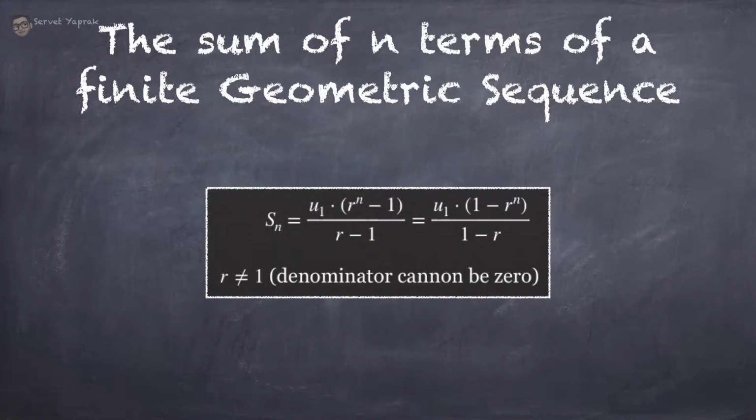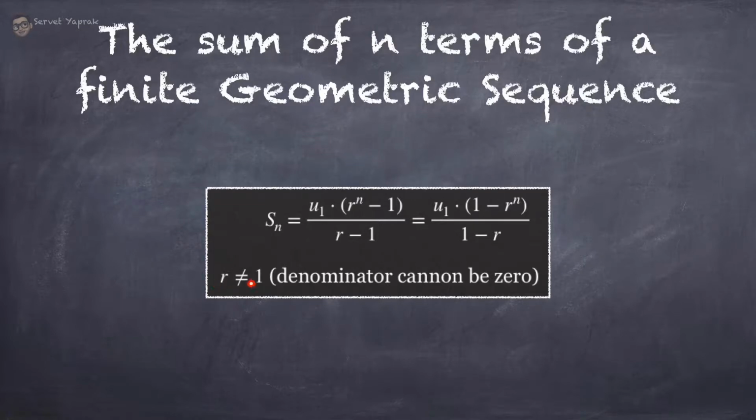The formula for the sum of n terms will be given in your formula booklet, and it will look like this. Sn, the sum of n terms of a geometric sequence, equals the first term of the sequence times, in brackets, the common ratio to the power of n minus 1, over r minus 1. Or we can write the same formula as u1 times 1 minus r^n, over 1 minus r. Because this is a fraction, if we multiply the two terms by negative 1, we will have this fraction. It will not change the value, but the order of the terms will change.